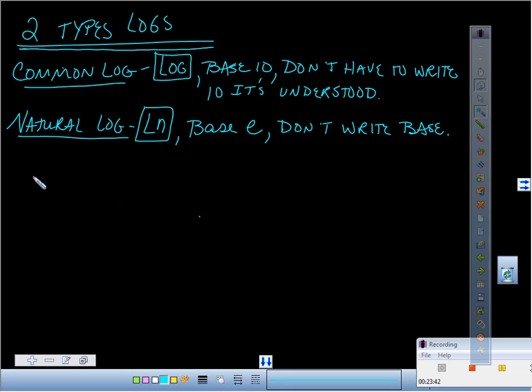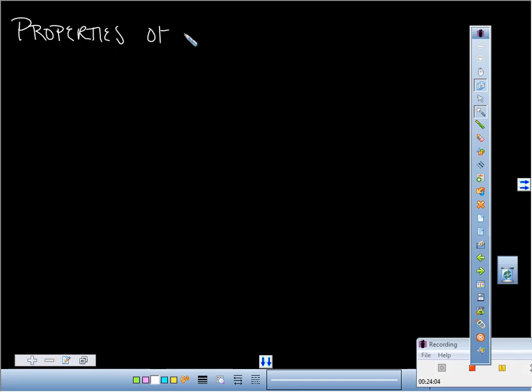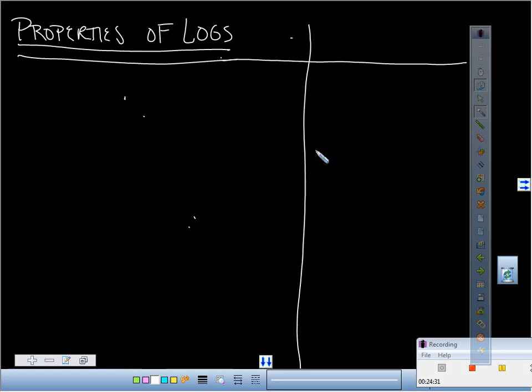So, let's do properties of logs. There are 4 properties of logs. We're going to do common logs and natural logs because they're both the same thing, guys. So we're going to put the natural ones on the right.